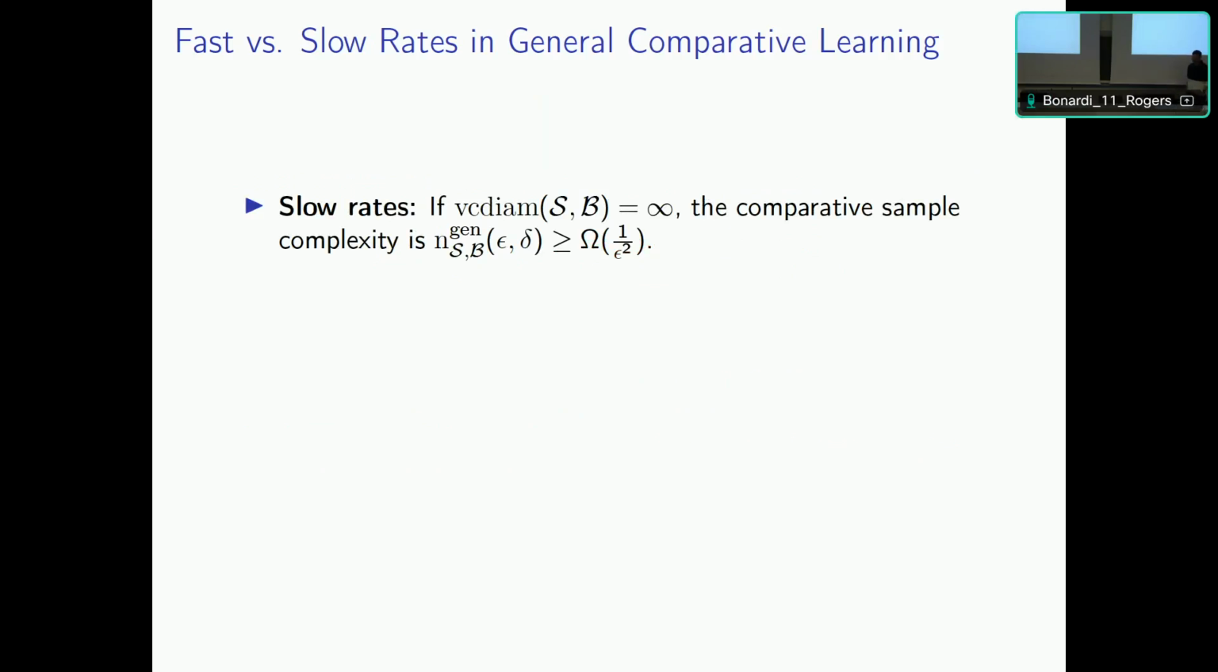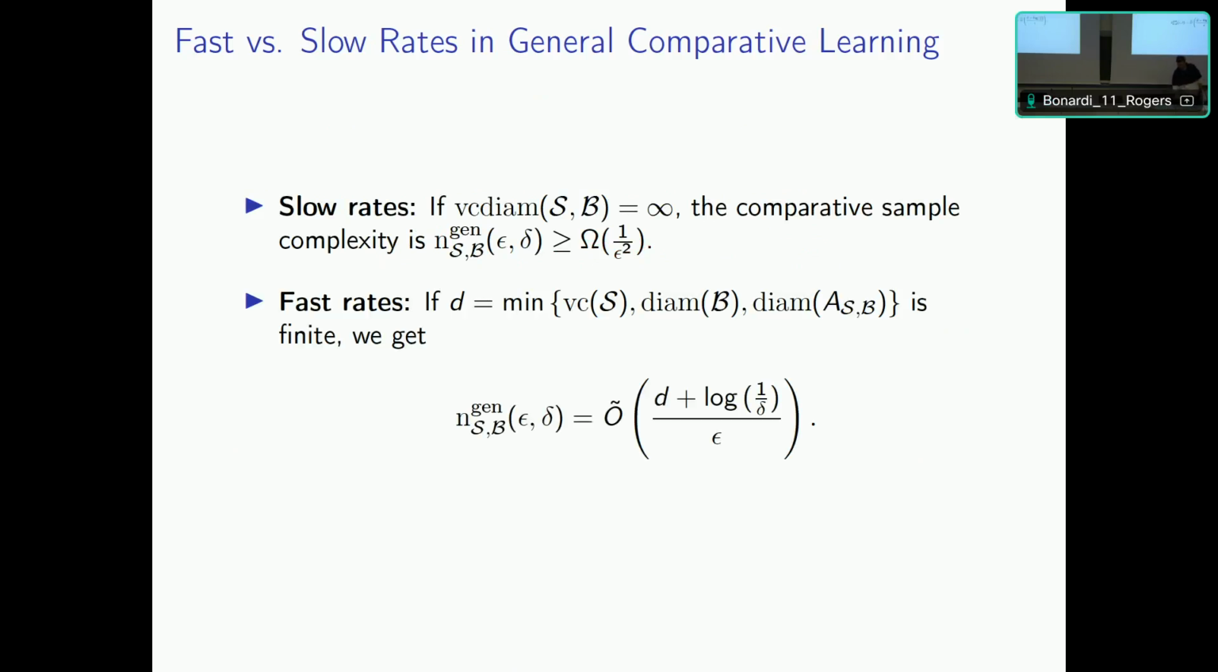We first show that if the VC diameter dimension is infinite, then a lower bound of 1 over epsilon squared is inevitable. Next, we show that if either of these dimensions is finite, we get a fast rate of 1 over epsilon. So, for example, if VC of the source class is finite, you can just realizably learn that source class, which would imply comparative learnability. And the diameter case is similar, but I'm going to skip the proof of that here.